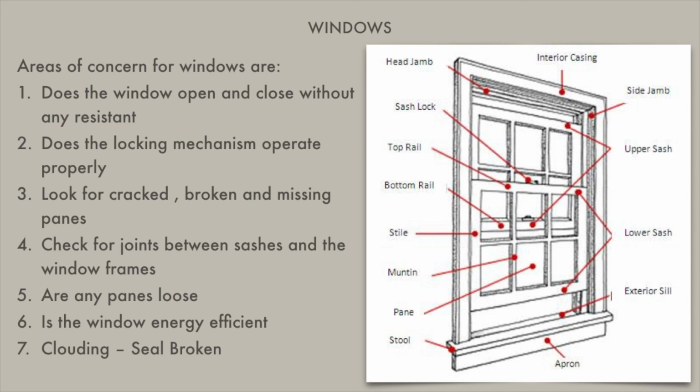Areas of concern for windows are: Does the window open and close without any resistance? Does the locking mechanism operate properly? Look for cracked, broken, and missing panes. Check for joints between sashes and the window frames. Are any panes loose? Is the window energy efficient? And is there any clouding or broken seals?